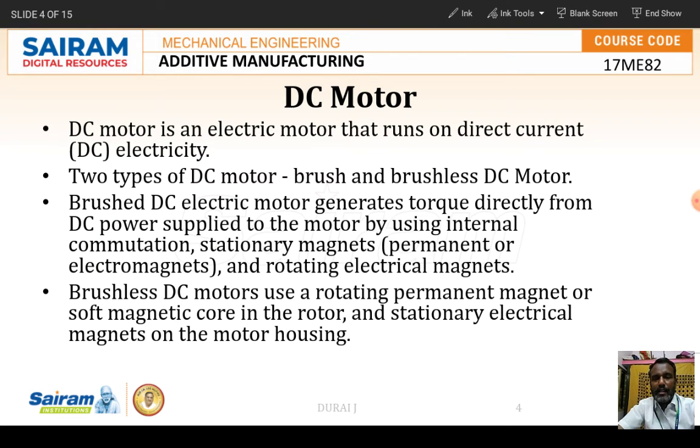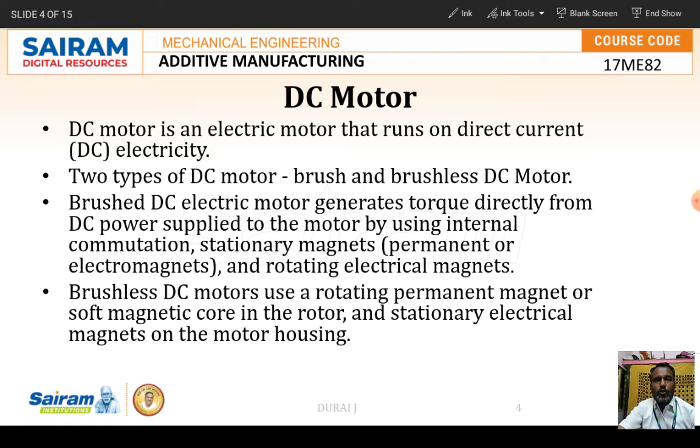Then comes the DC motor. A DC motor is an electric motor that runs on direct current electricity. There are two types of DC motor: brushed and brushless. A brushed DC electric motor generates torque directly from the DC power supplied to the motor by using internal commutation, stationary magnets and rotating electrical magnets. Brushless DC motors use a rotating permanent magnet or soft magnetic core in the rotor and stationary electrical magnets on the motor housing.